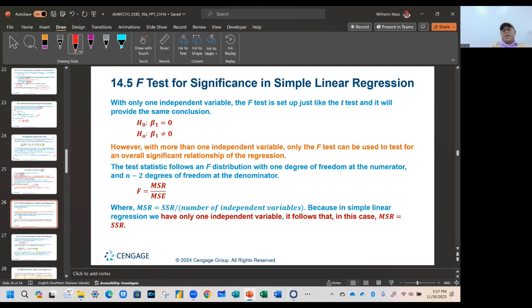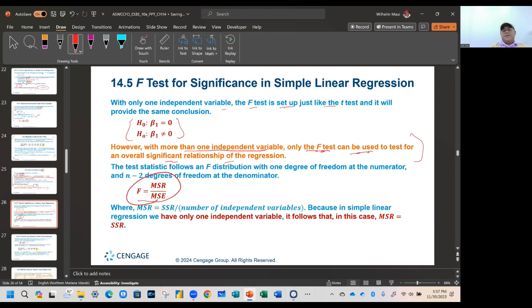But with the F-test, we've already seen it before. We know the distribution of the F-test. So again, with only one independent variable, your F-test is set up just like your t-test. It will provide the same conclusion. And here's our hypothesis: beta 1 is equal to 0. If you reject the null in favor of the alternative, which is that it's not equal to 0, then you check the sign. If it's negative, the relationship is an inverse one. If it's positive, then the relationship is a positive one. However, with more than one independent variable, only the F-test can be used to test for the overall significance. This is a repeat of what I said just a little bit ago.